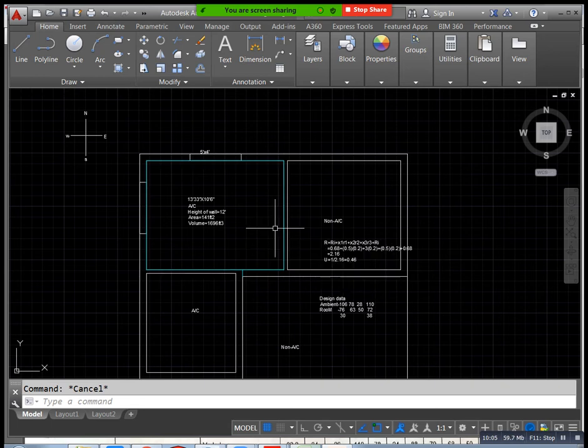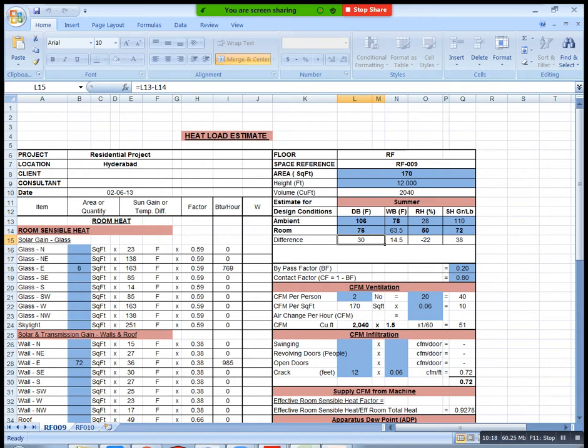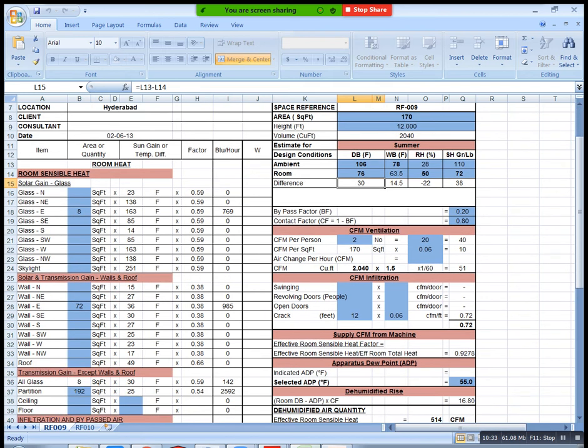Now I need to calculate my sensible and latent heat. Already we know our project, our floor area, and the height of the building. At the same time, here we have the design condition. When you know all this, now you can go for sensible heat. In this sensible heat condition you can see we have solar gain, and completely see glass, northeast, northwest. We are calculating room sensible heat.